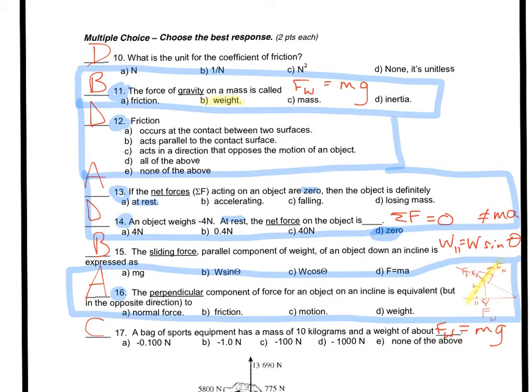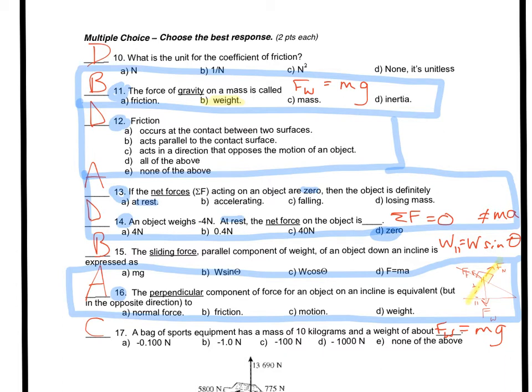Number 11, make sure that you know the definition of weight is the force of gravity acting on a mass. And make sure you know how to calculate that. Weight is equal to mass times gravity at negative 10 meters per second squared. Know a couple things about friction, as in it's found at the contact surface, it runs parallel to the surface, and it acts in the direction opposite of motion.